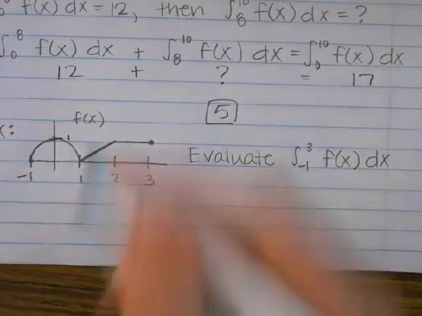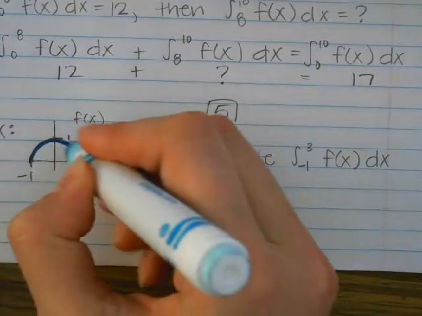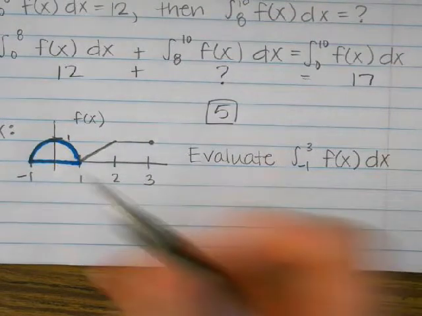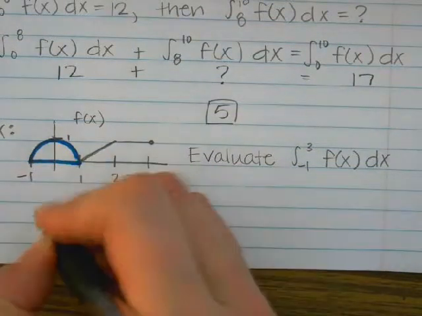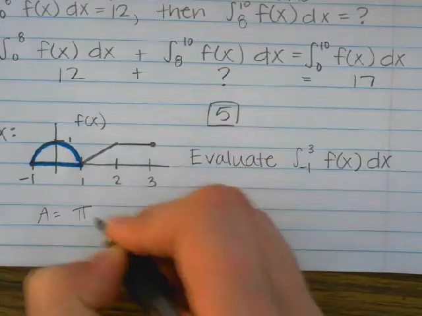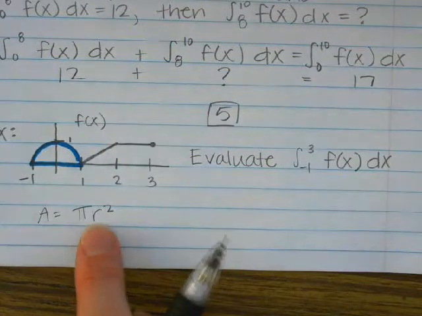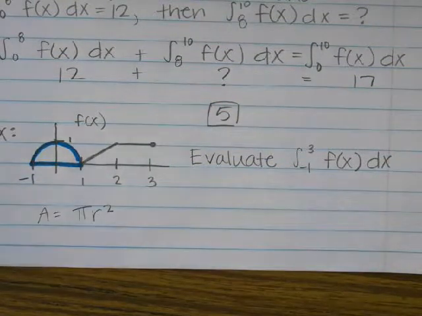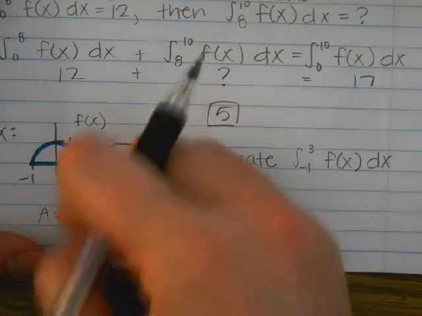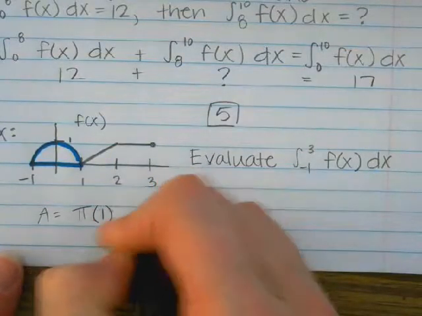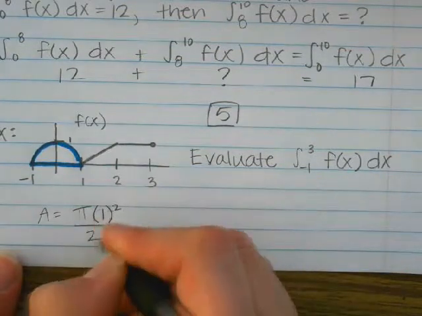So here's my circle, triangle, square. There's my half a circle. How am I going to find the area of this half a circle? It's pi r squared, right? And what is the radius of this half circle? 1. So it's going to be pi times 1 squared. And we're going to divide that by 2 because it's half a circle, not a full circle. So pi times 1 squared divided by 2.